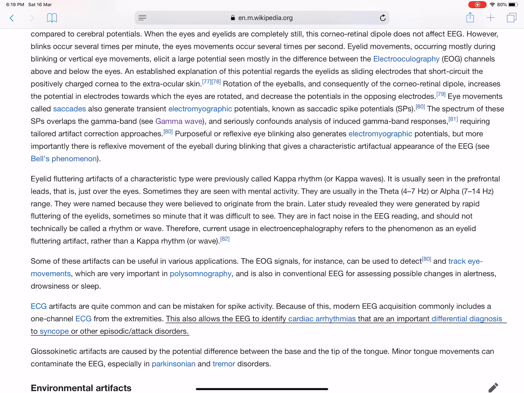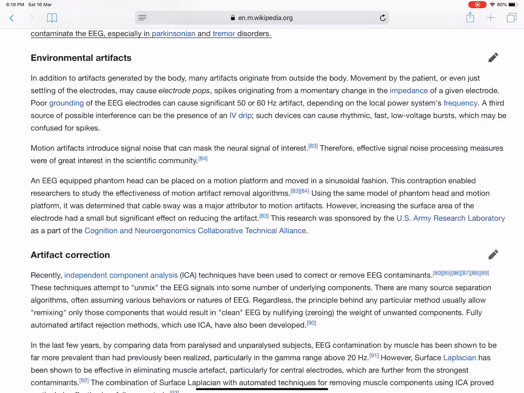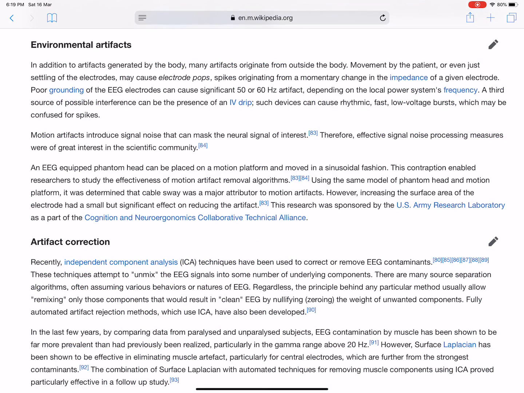Glossokinetic artifacts are caused by the potential difference between the base and the tip of the tongue. Minor tongue movements can contaminate the EEG, especially in Parkinsonian and tremor disorders. Environmental artifacts. In addition to artifacts generated by the body, many artifacts originate from outside the body.